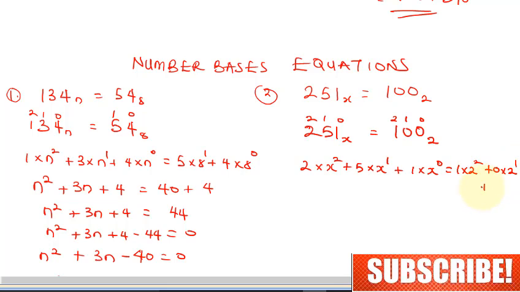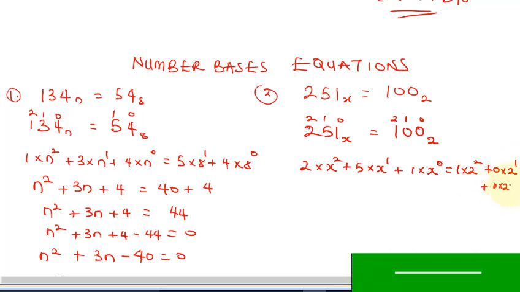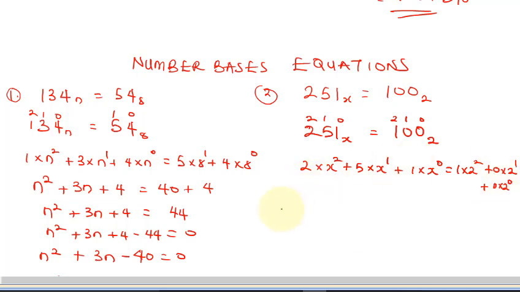Okay, then plus we have 0 times 2 raised to the power 0. So this is going to give us 2x squared plus 5x plus 1 is equal to, this will be 4. 2 squared times 1, that's 4. The next one will be 0 plus 0. Okay, so this is going to give us 2x squared plus 5x plus 1 is equal to 4.